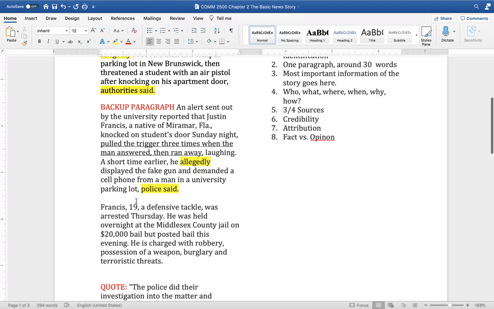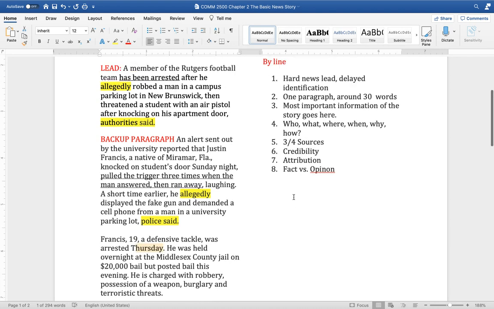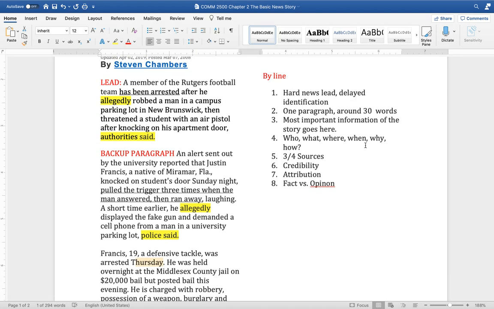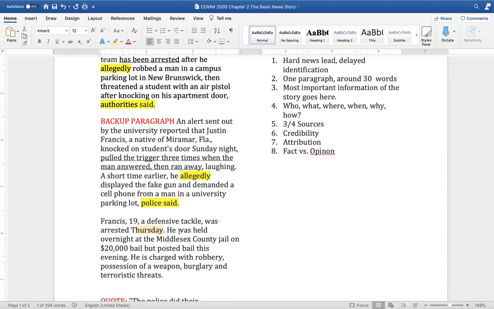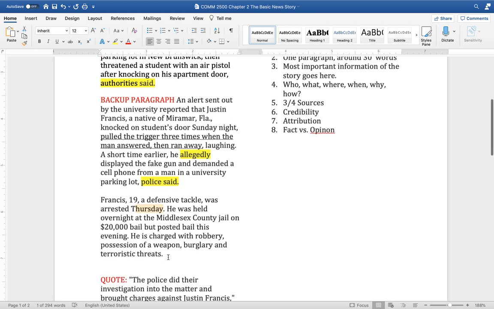If we go down to the third paragraph, we have more information. Francis, 19, a defensive tackle, was arrested Thursday. So now we have the when, right, in the third paragraph. That wasn't in the first paragraph, and it wasn't in the second paragraph. So now we're answering the rest of the questions. He was held overnight at the Middlesex County Jail on $20,000 bail, but posted bail this evening. He's charged with robbery, possession of a weapon, burglary, and terrorist threats.